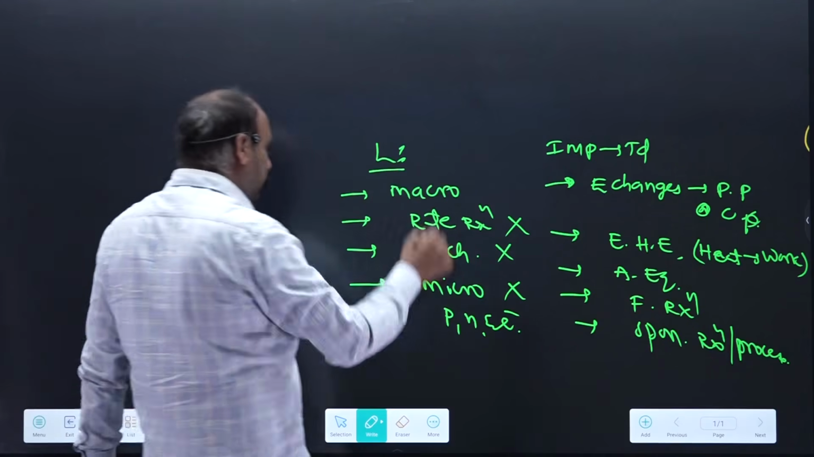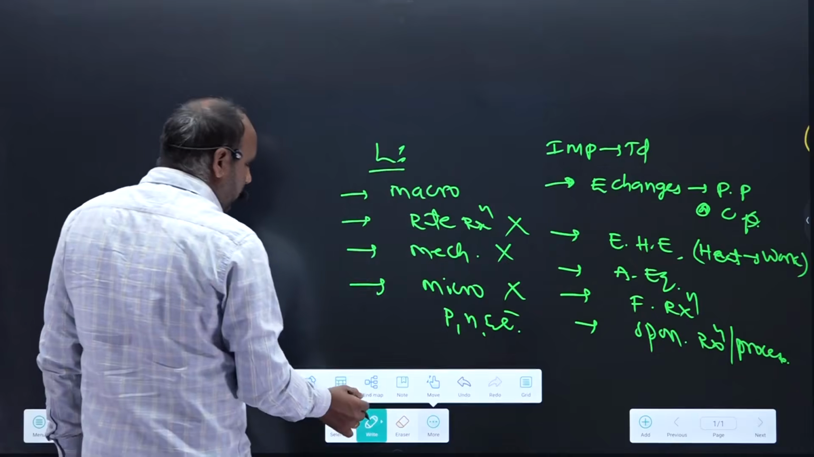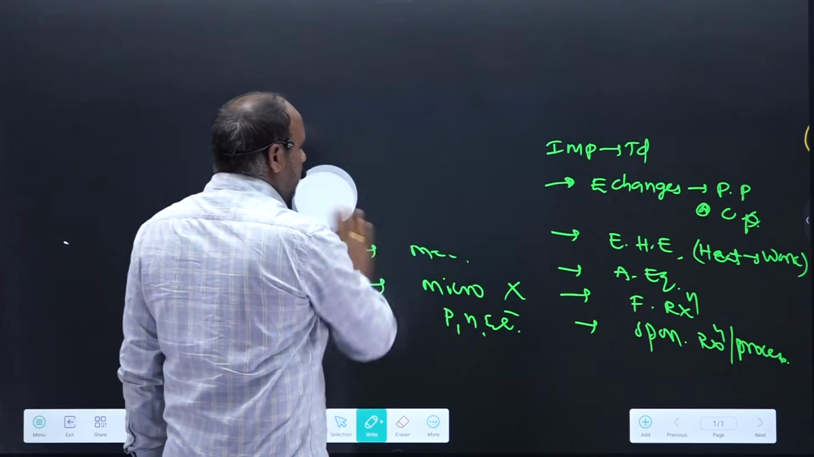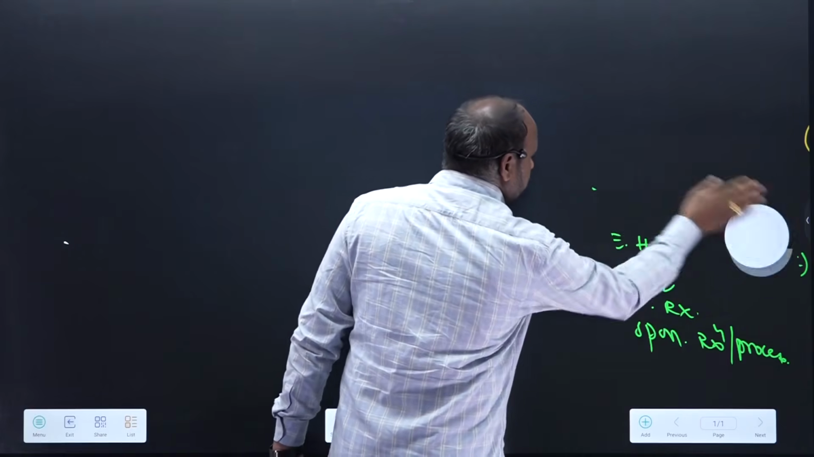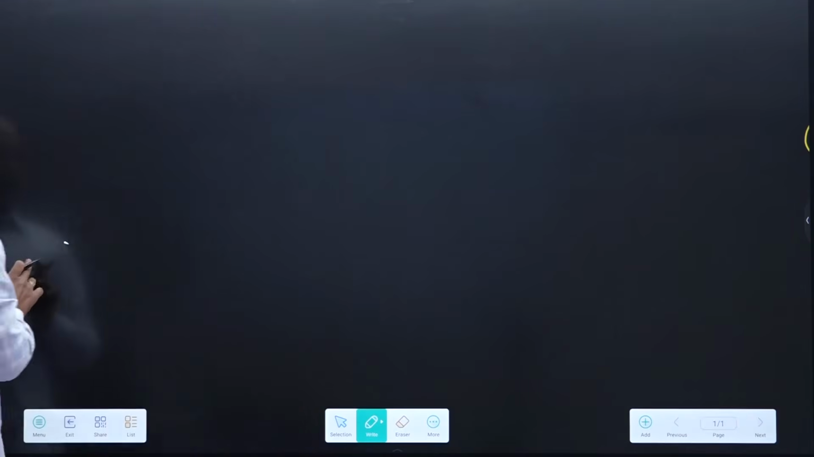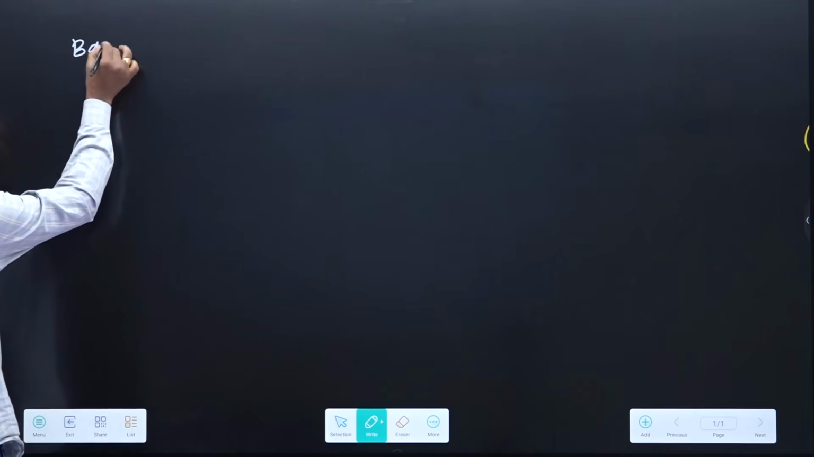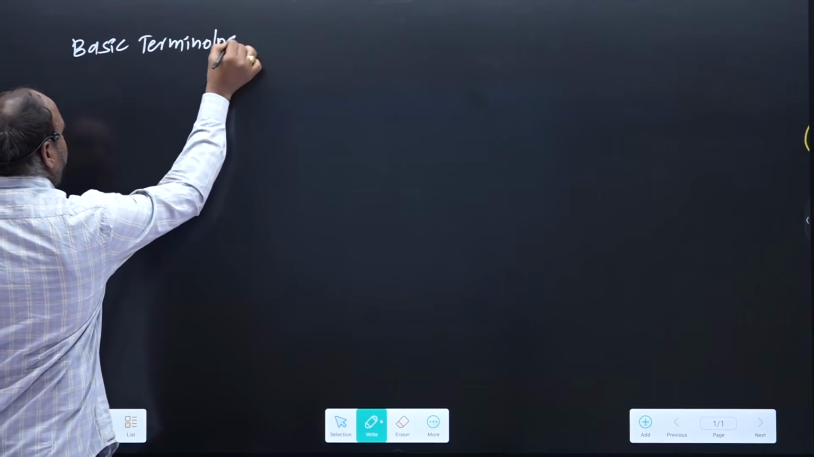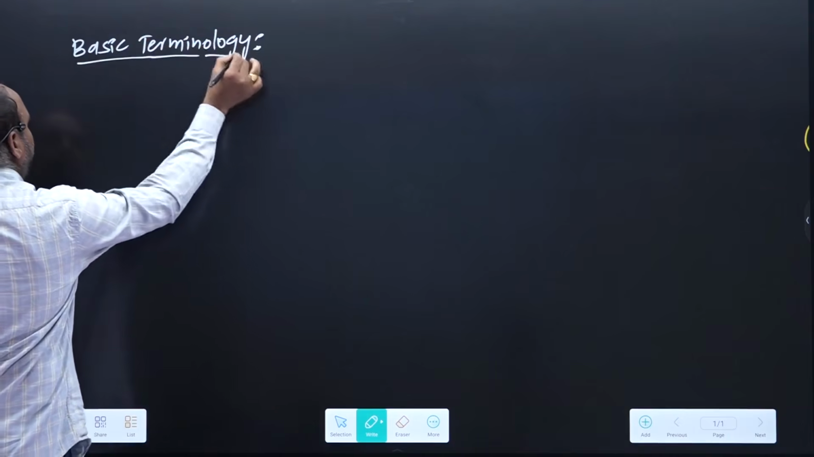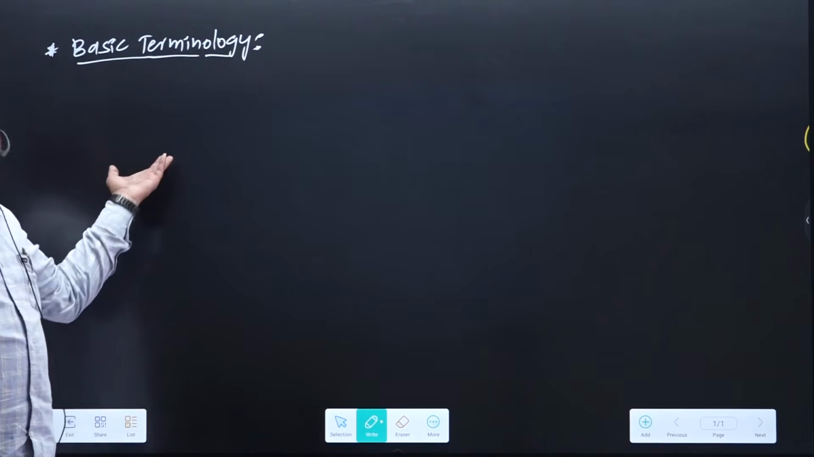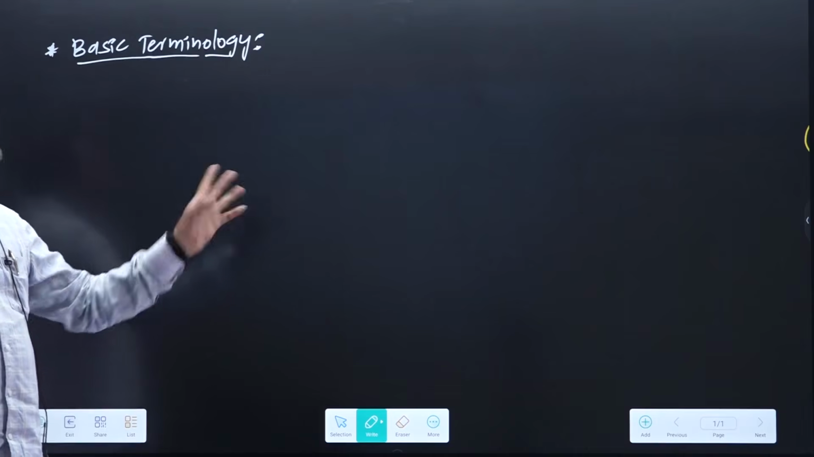So we have to understand the importance of thermodynamics. We have to know some basic terminology which is involved in thermodynamics. With the help of that basic terminology, we are able to enter into our topic. Right. So put the heading basic terminology. What is the basic terminology involved in that? We have to understand it with the help of a simple diagram only.